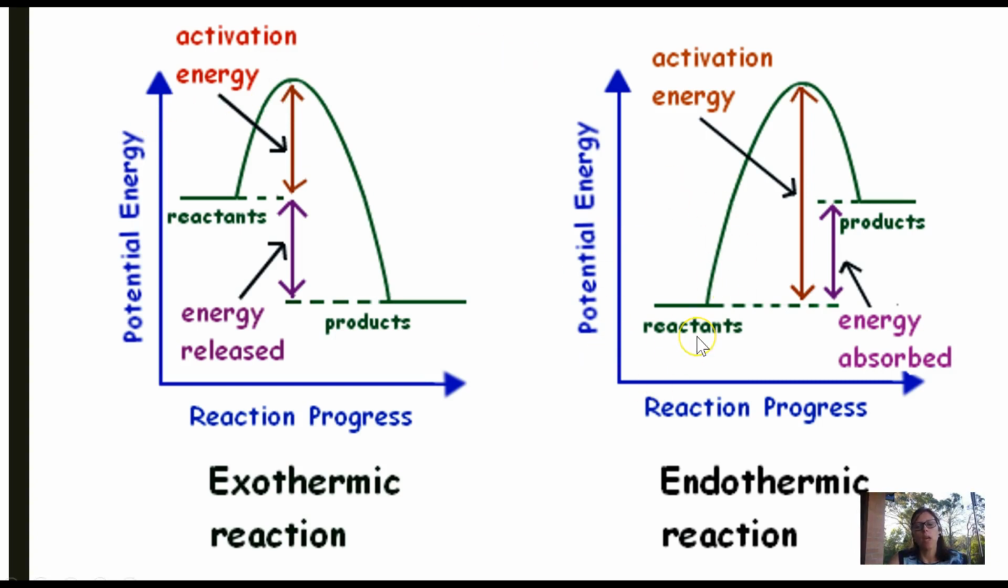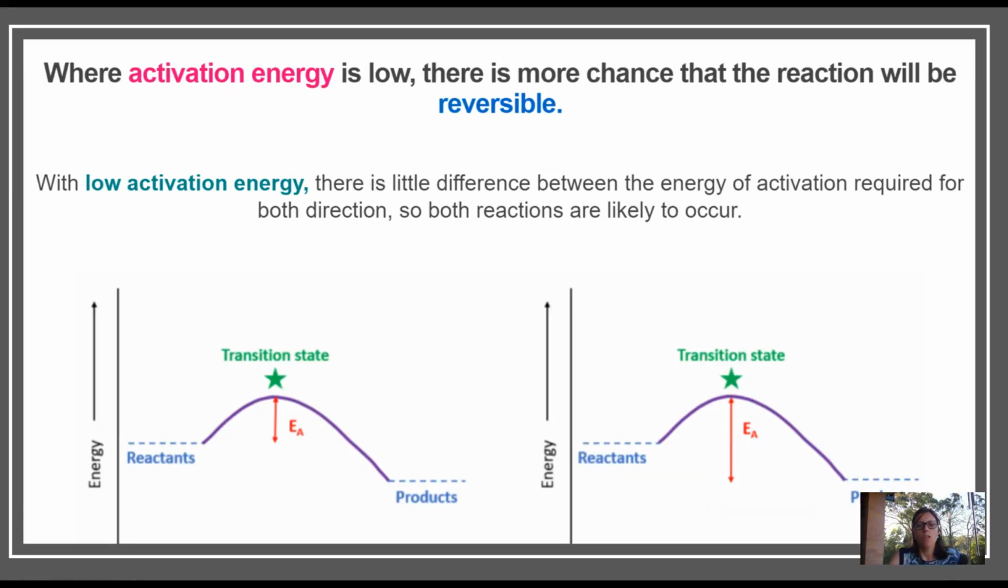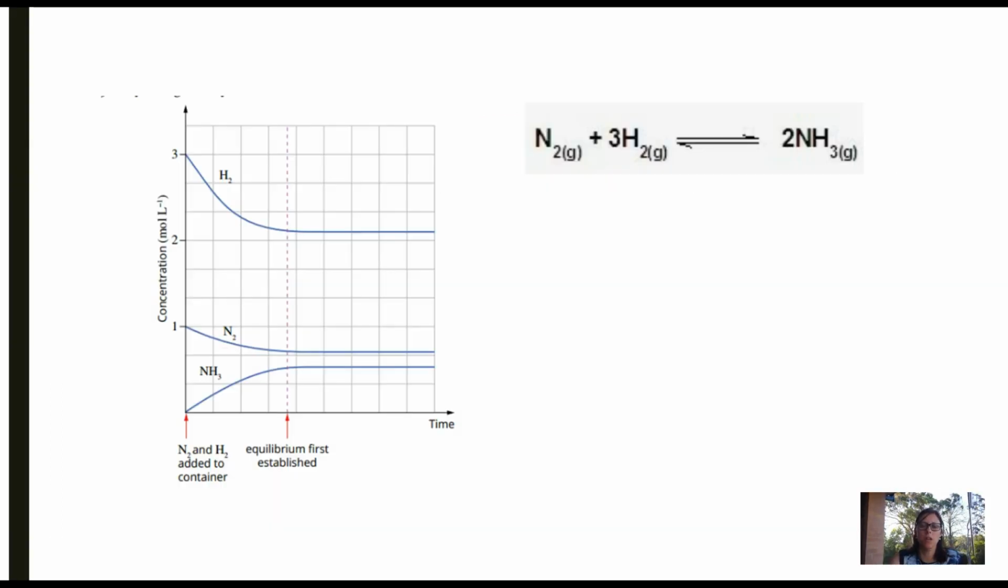Here again, we have an endothermic reaction where the activation energy is quite high, but once it gets over there and forms the products, it only has a small amount of energy to gain to go back in the reverse direction. So again, if it's a low activation energy, it's more likely to be reversible than if it is high. Now let's have a look at this example.